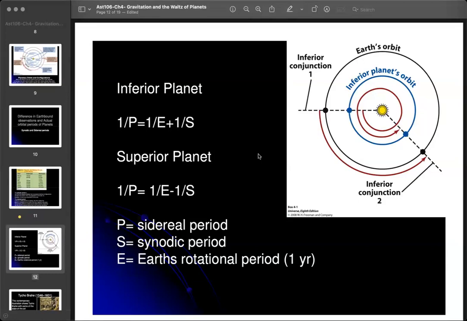But you can use this formula to calculate P, and P is the sidereal period or the true period. And so for an inferior planet, it is 1 over P is equal to 1 over E plus 1 over S. Whereas for superior planets, it's 1 over P is equal to 1 over E minus 1 over S.